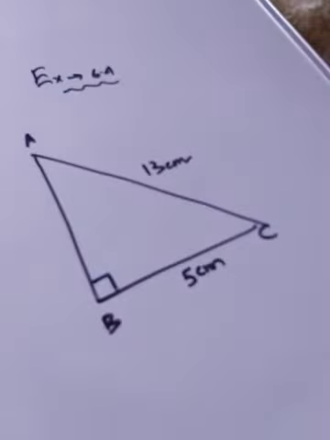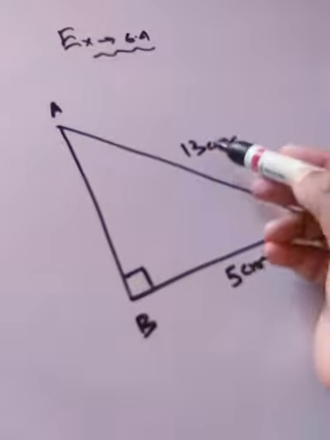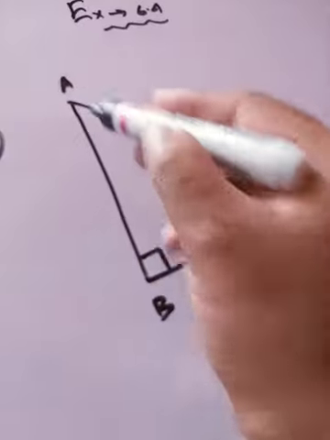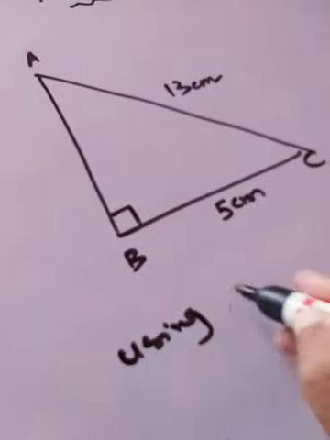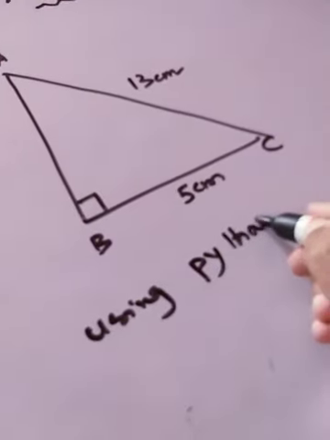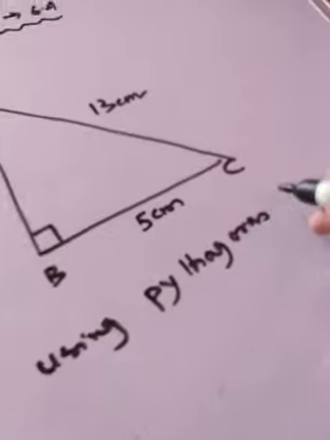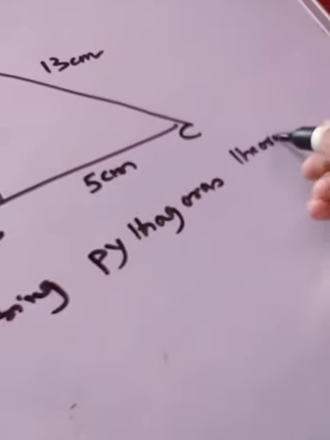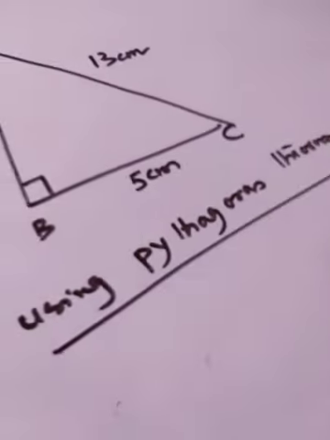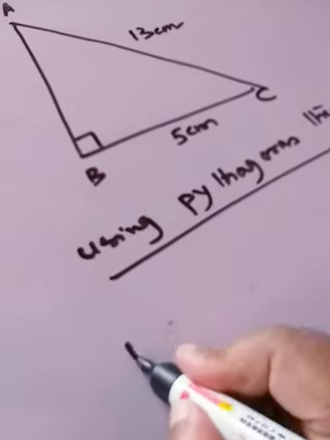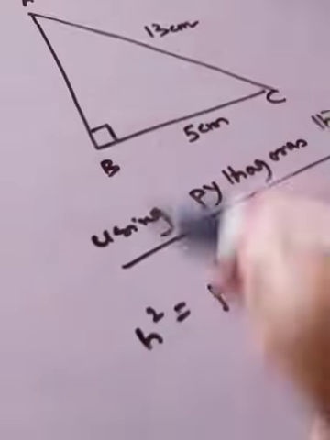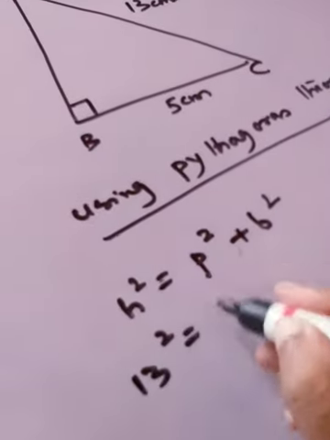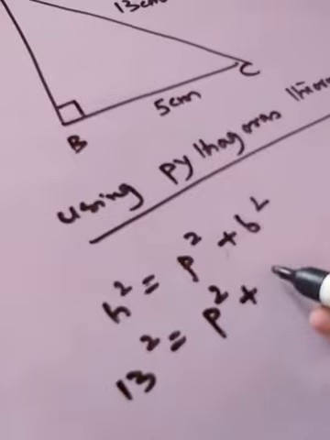Let's move on to the second solution. Now this is the second solution. Here you see that the hypotenuse is given, the base is given, and you have to find the perpendicular. So you write using Pythagoras theorem. What is the formula? H square equals P square plus B square. So H is given what? 13. So you will write 13 square. P is not given, so you will write P square. B is given, 5 square.